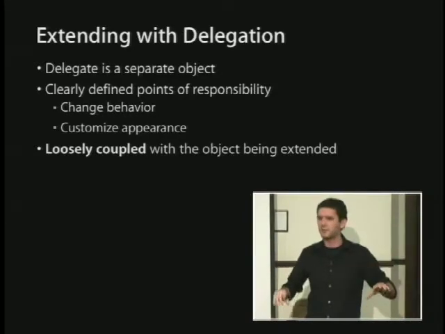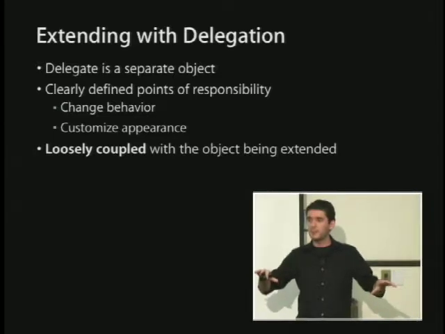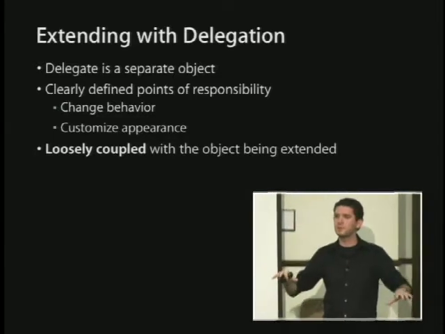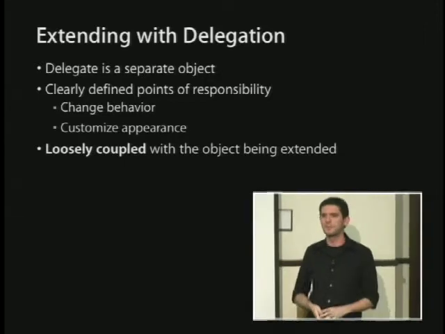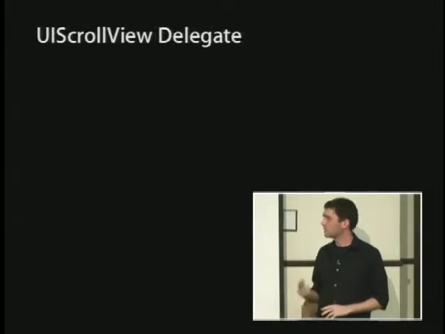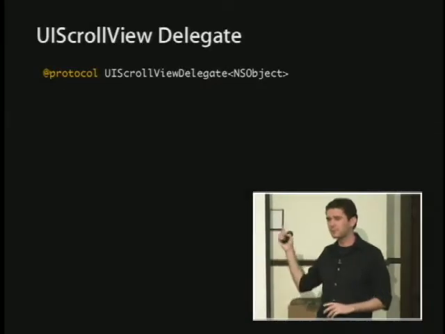The view itself and the view controller, or whatever other controller object is the delegate, isn't a direct subclass of the scroll view, and it's a bit more loosely coupled than the tight coupling of subclassing. So what does the scroll view delegate look like? Well, it's a protocol, as I mentioned, an Objective-C protocol. I don't think we've really seen this yet.